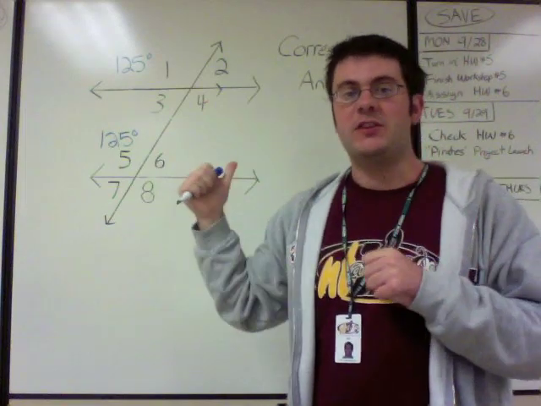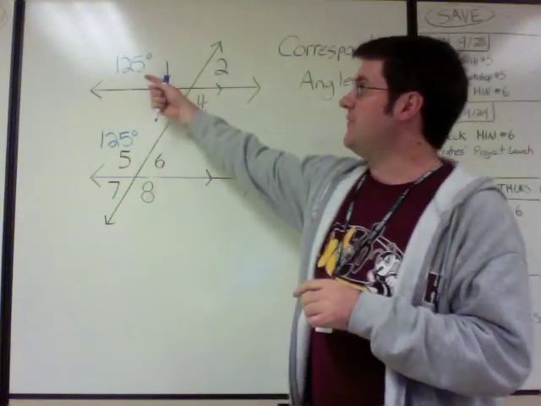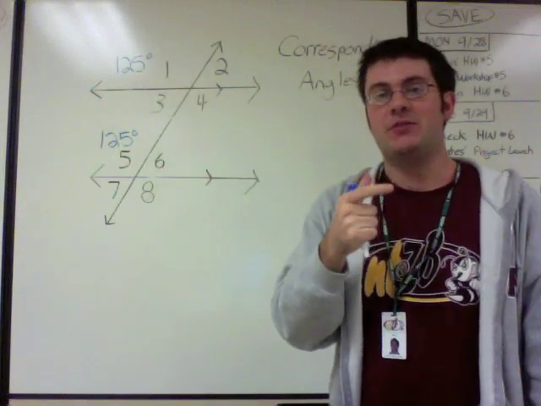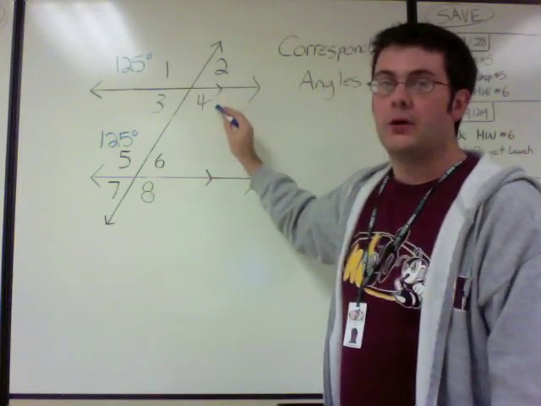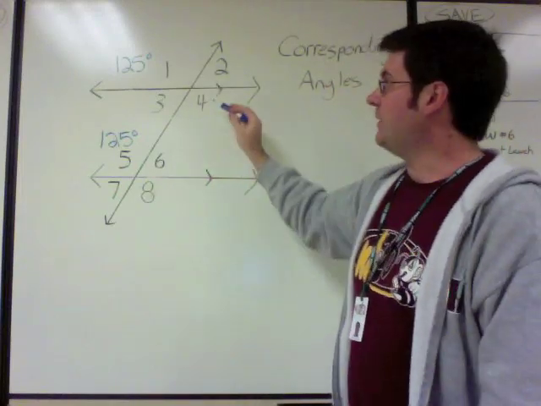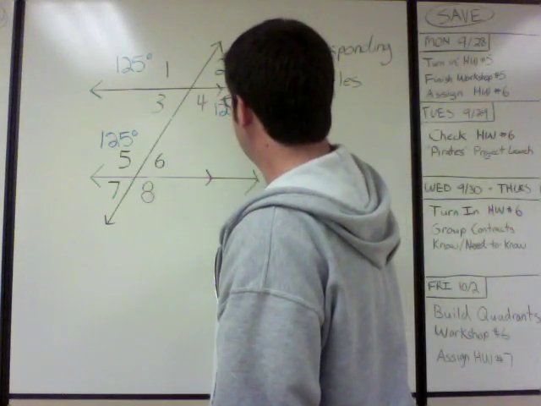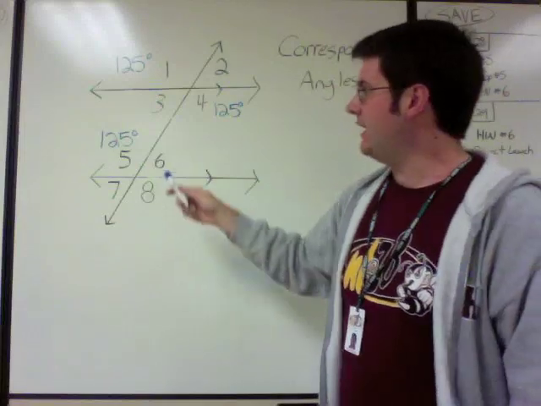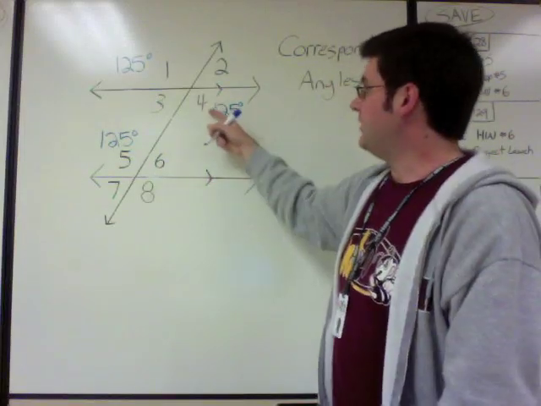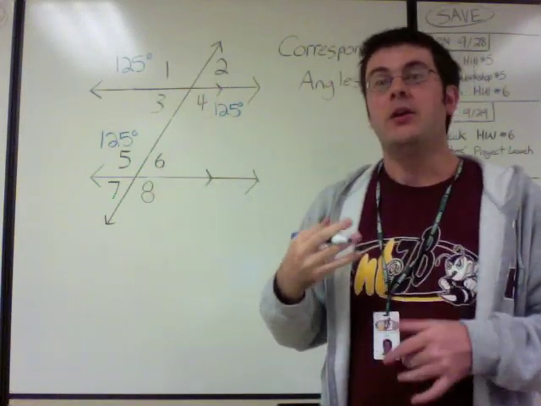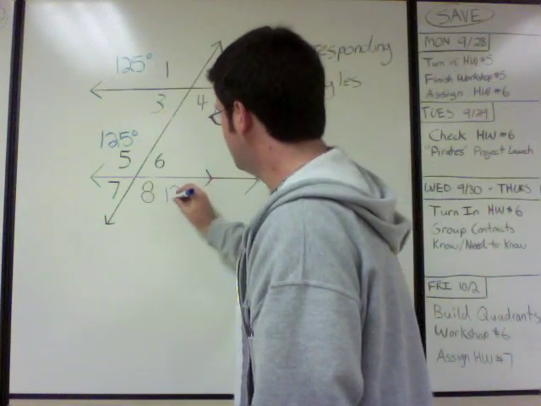Now, if I give you this picture, you can actually figure out all 8 angle measures if I only give you this one, because there are different types of angle pairs in this picture. For example, angles 1 and 4 are a vertical pair. So angle 4 is also 125 degrees. Likewise, angles 5 and 8 are also a vertical pair, or angles 4 and 8 are a corresponding pair. Either way, 8 is also going to be 125 degrees.